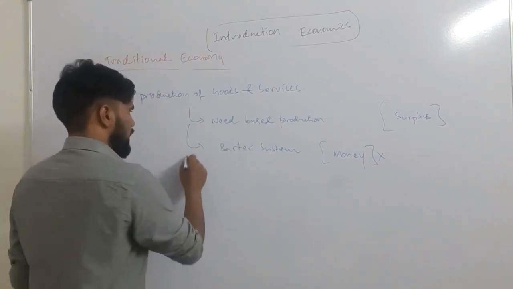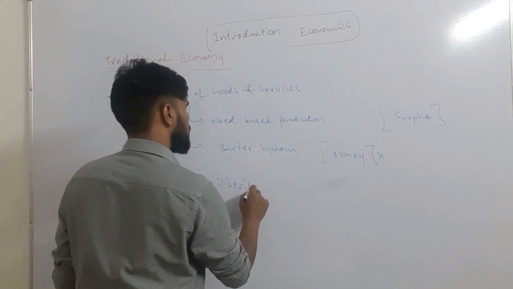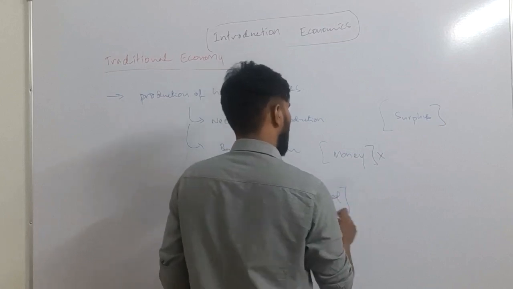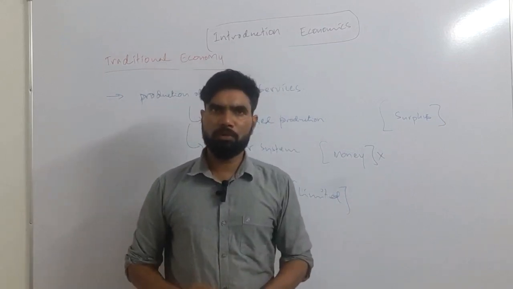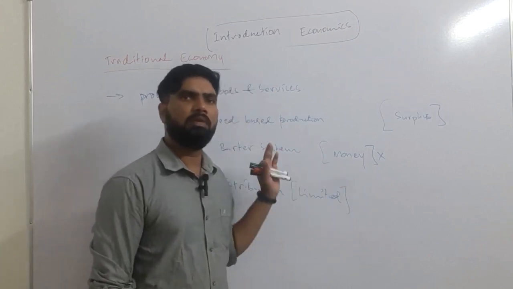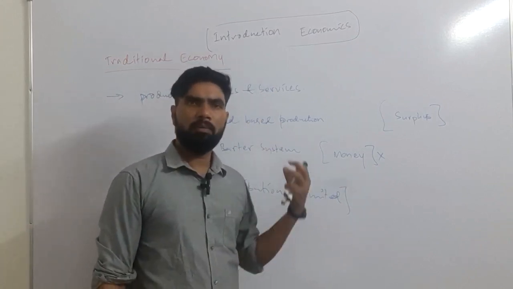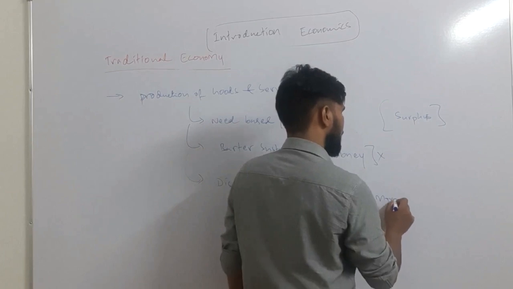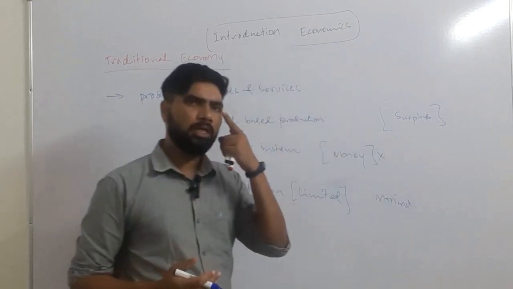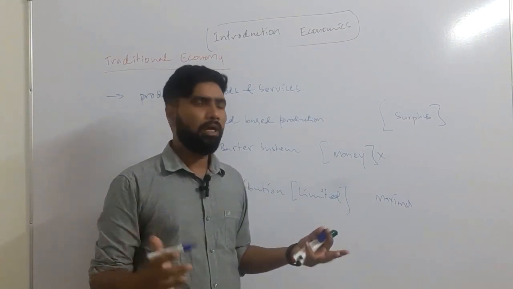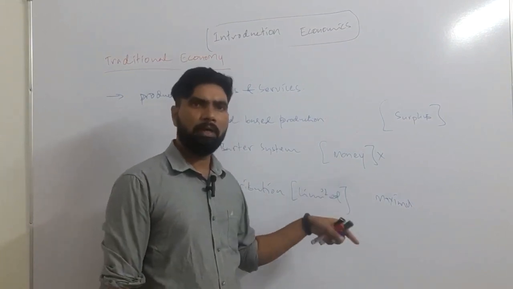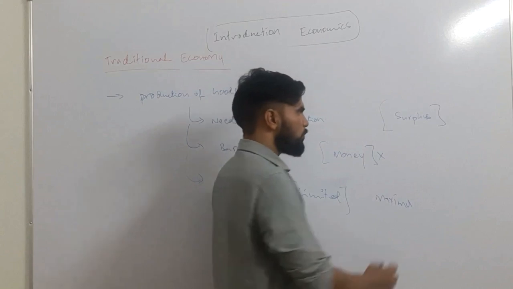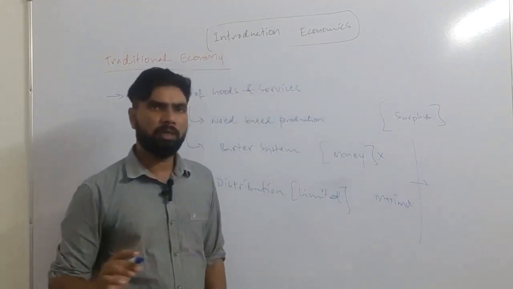Then, distribution was very much limited. Whatever was produced, whether goods or services, was consumed within the family, within the village, or among a group of villages, or at most within the country. In ancient and medieval times there were kingdoms, so maximum distribution happened within a particular village, a group of villages, or at most within the kingdom.